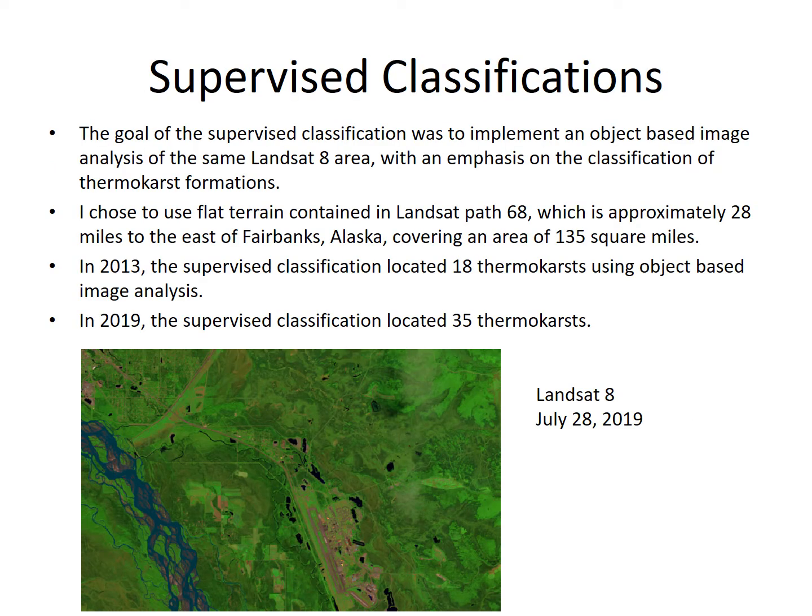My supervised classifications are in the same Landsat image but a different spot. This is about 28 miles to the east of Fairbanks, Alaska, and basically I was trying to focus on finding thermokarsts for my supervised classification. And I was able to, in 2013, find 18 thermokarsts using the object-based image analysis. And in 2019, I was able to find 35 thermokarsts. And there on the bottom is the true color image of the study area.